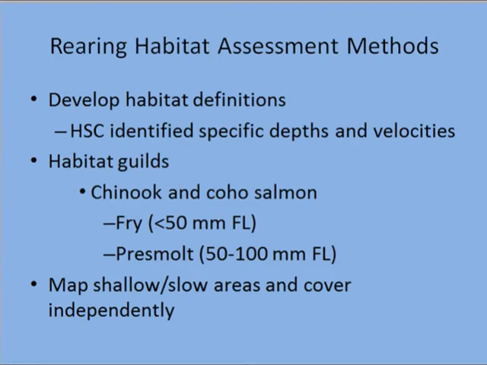So for our rearing habitat assessment, first we had to define what kind of habitat we were going to go out there and identify. We're a data-rich environment on the Trinity. We have a lot of habitat suitability criteria and fish use information. So we were able to identify specific depths and velocities that we know are the majority of the juvenile fish use. We targeted around 80% of the juvenile fish use, and we identified a specific depth and a specific velocity for two different size classes of Chinook and coho, fry and pre-smolt.